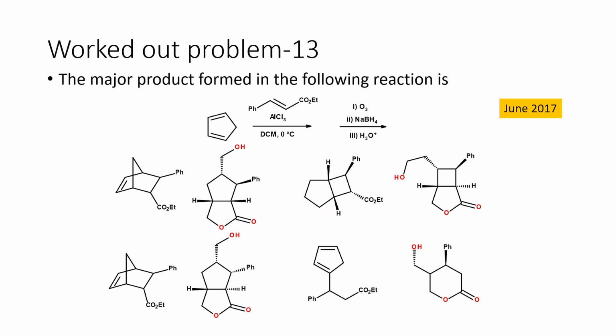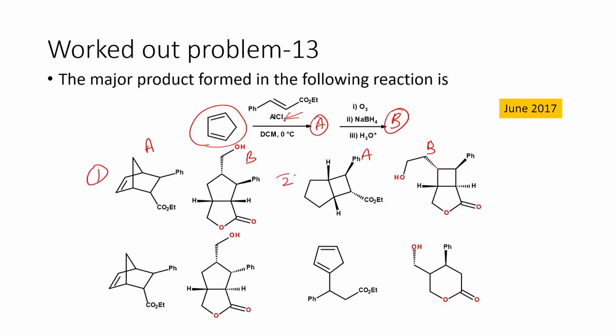And the next problem is, the major product formed in the following reaction is. So we have a cyclopentadiene as the starting material. This is treated with cinnamyl esters in the presence of AlCl3 in the solvent dichloromethane at 0 degrees. That leads to an intermediate A, and this intermediate A on treatment with ozone followed by sodium borohydride followed by reaction with an acid leads to a product B. So we are going to find out what are all the products, intermediate A and B, that will be formed in all these 4 combinations.